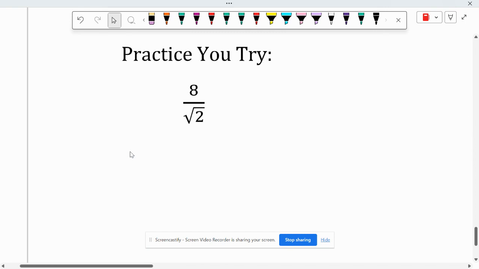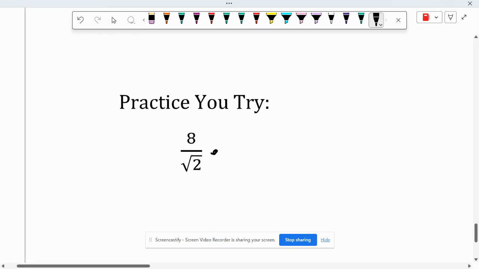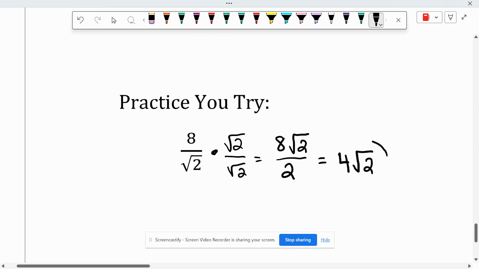Okay, let's do this next one together. 8 over the square root of 2. What am I going to multiply both by? Yeah, I'm multiplying the numerator and the denominator both by the square root of 2. So the numerator becomes 8 times the square root of 2, and the square root of 2 times the square root of 2 is just a 2. Can you reduce that? Yeah. What is 8 divided by 2? So this becomes 4 root 2.